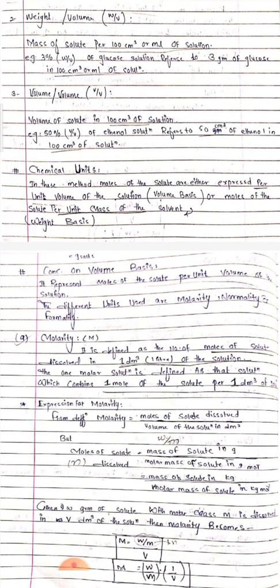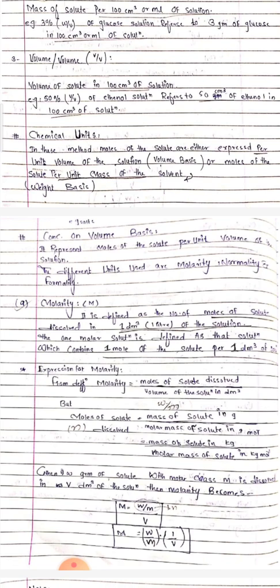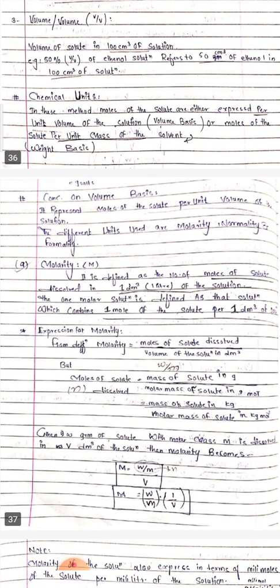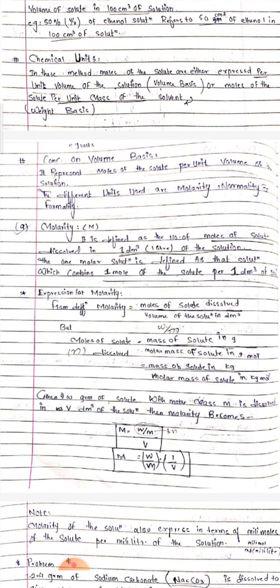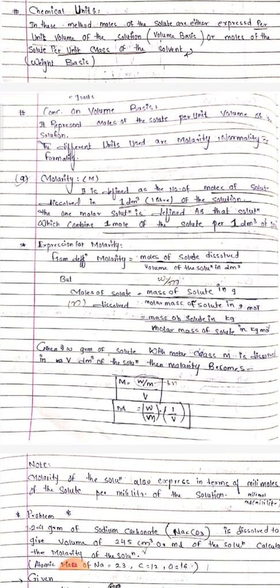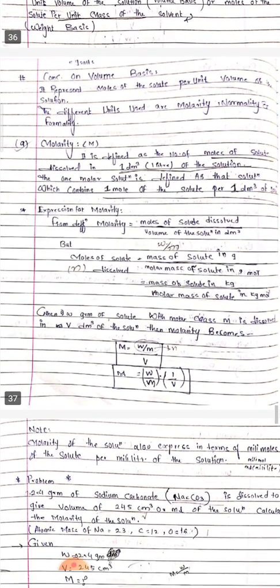Molarity is nothing but the number of moles of the solid dissolved in 1 liter, or say 1 dm3, of the solution. That may come for the MCQs. A 1 molar solution is defined as the solution which contains 1 mole of the solid per 1 dm3 of the solution. Expression for the molarity: molarity is the moles of the solid dissolved divided by the volume of the solution in dm3. Moles of the solid is equal to mass of the solid in gram divided by molar mass of the solid in gram. In short, you will get this equation: M is equal to W by M into 1 by V.